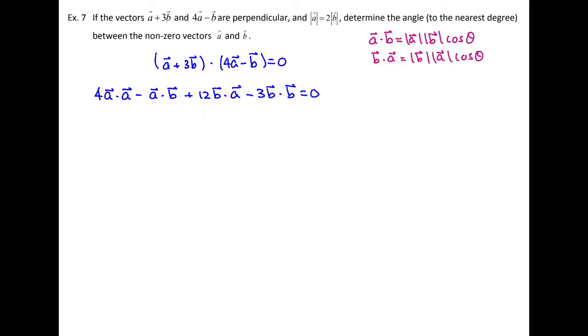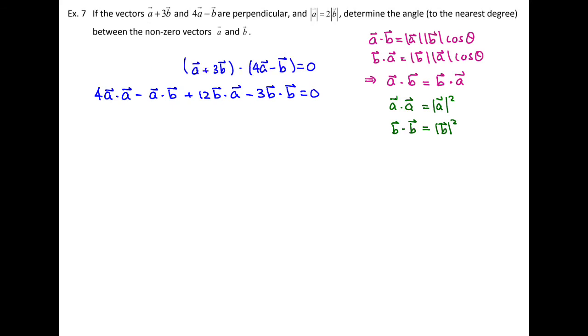So let's write down the dot product for a dot b and b dot a. As you can see, this is all multiplication. That means the product will be the same. That means a dot b is b dot a. At the same time, we know a dot a is magnitude of a squared and b dot b is magnitude of b squared. Now, let's simplify this equation here.